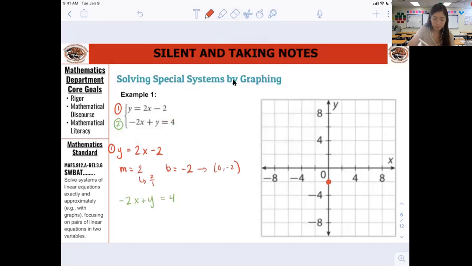Up 2 and to the right 1. Good. Up 2, 1 to the right. So again, since my grid is going by units of 2, I have to be a little careful. I go up 2, which puts me at 0, comma 0. And then I go 1 to the right. So I'm only going halfway because this is 2. So there's my second point. And then same thing, I go up 2 and over 1. So there's my other point, and now I'm going to connect.